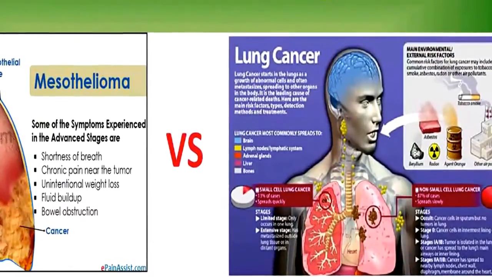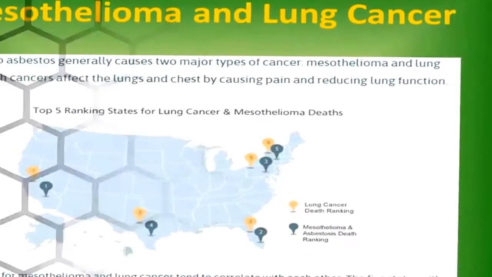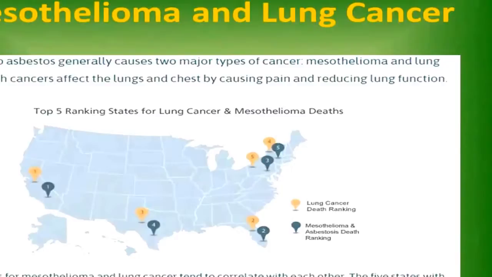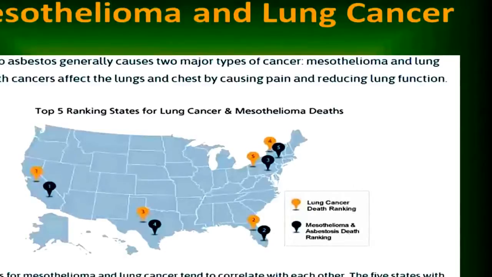Now I inform you about mesothelioma versus lung cancer. So let's go. Mesothelioma and lung cancer. Exposure to asbestos generally causes two major types of cancer: mesothelioma and lung cancer. Both cancers affect the lungs and chest by causing pain and reducing lung function.